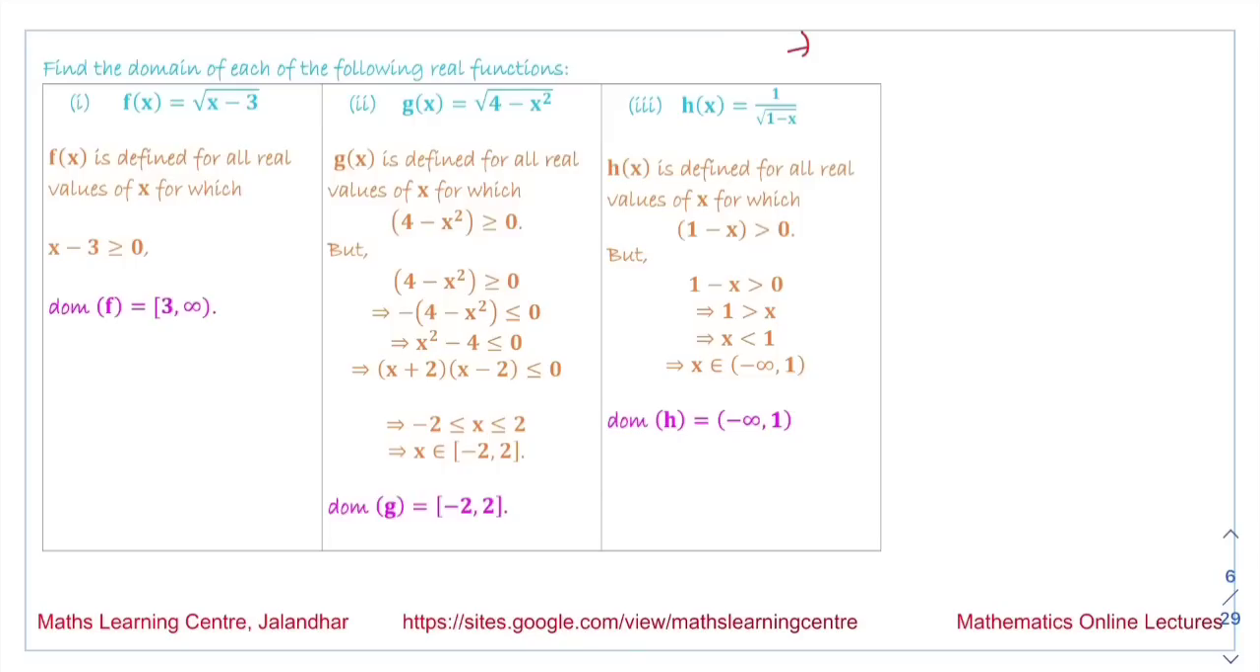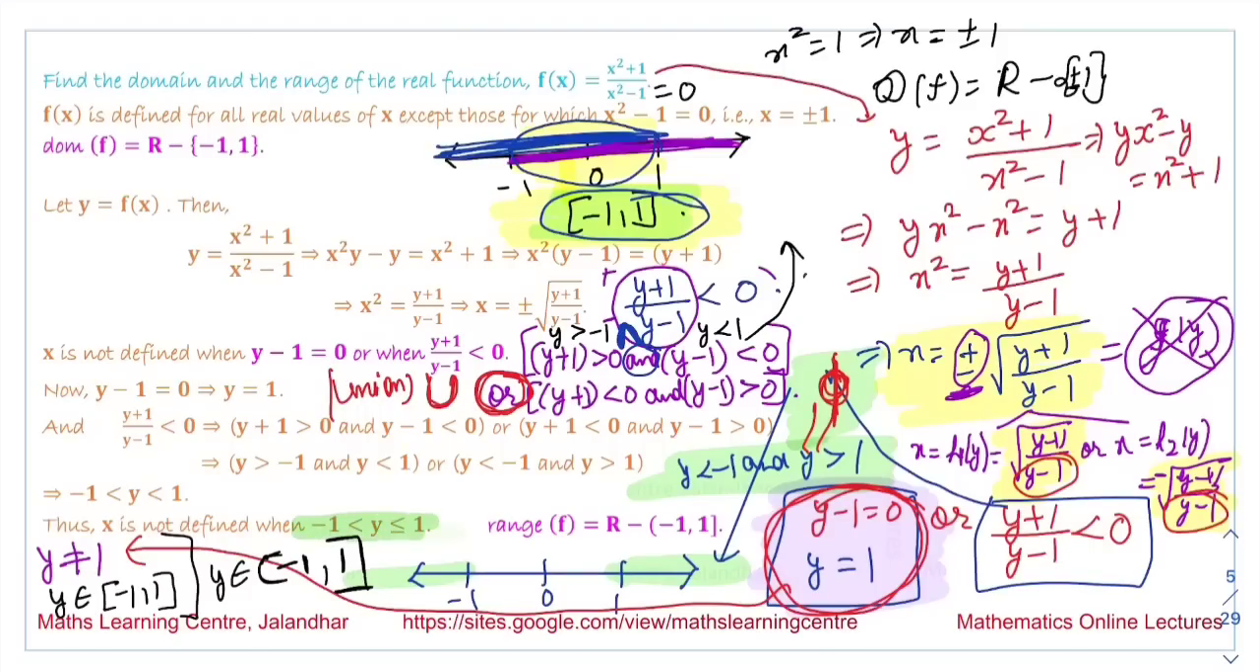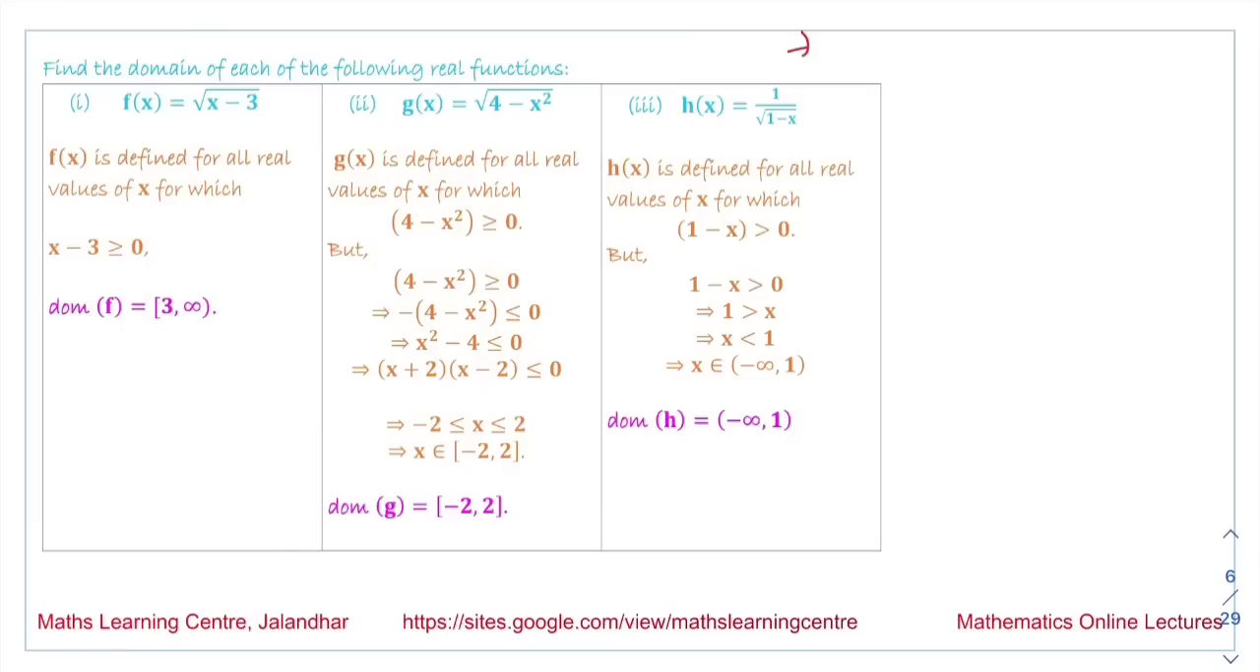So the domain of this function is minus 1 to 1 with open interval on the minus 1 side and closed interval on 1. This gives us that the range of this function is R minus these points. Next we have to calculate the domain of all these 3 functions we are talking about.